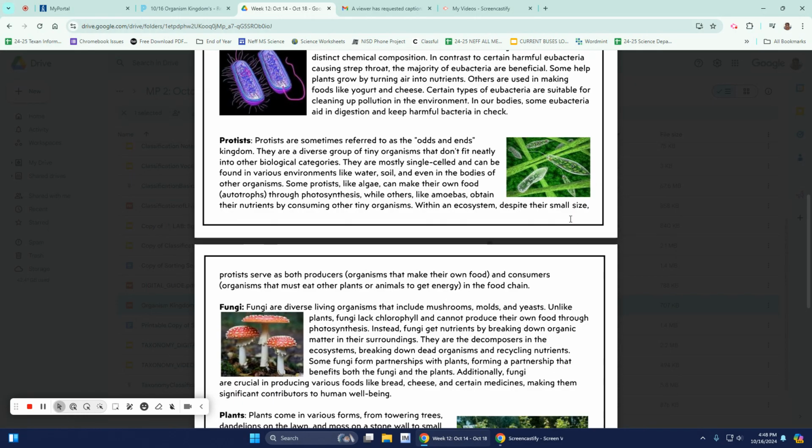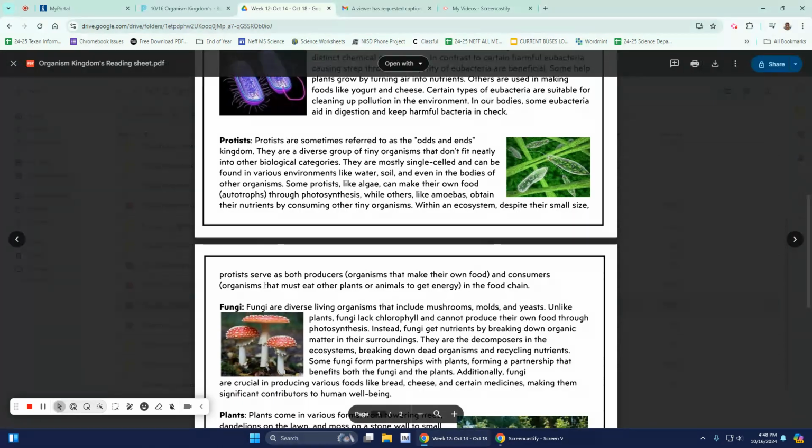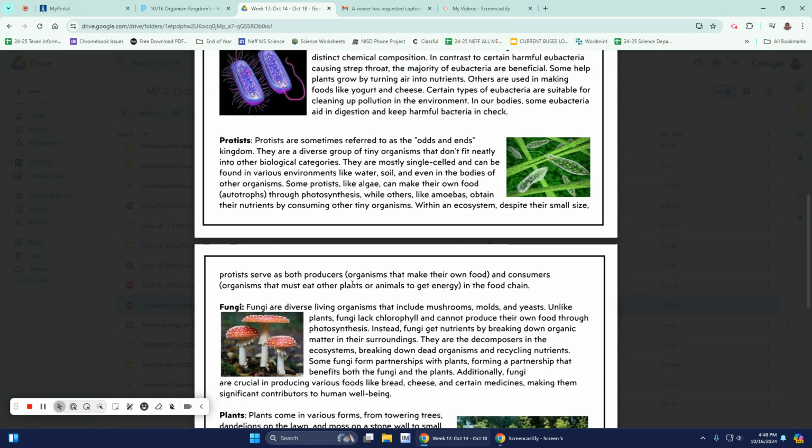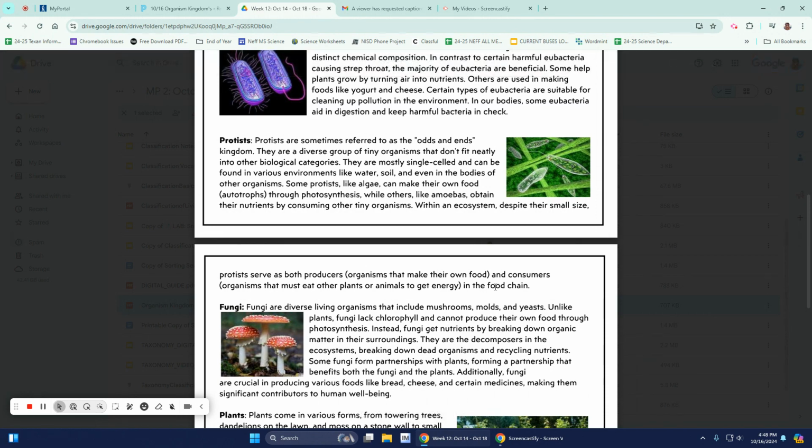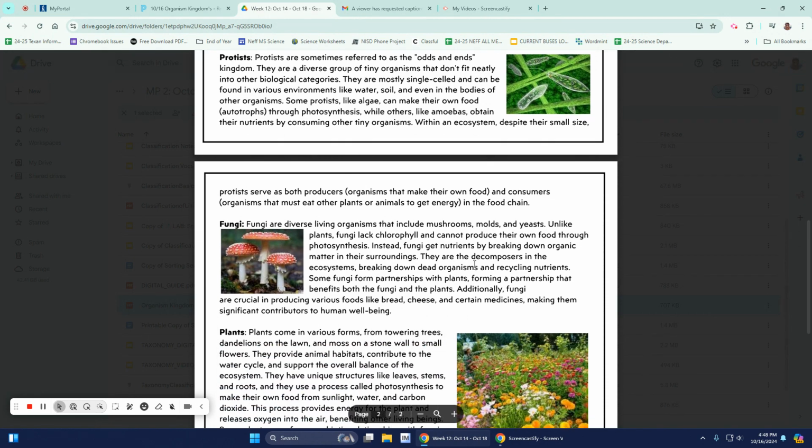Within an ecosystem, despite their small size, protists serve as both producers, which are organisms that make their own food, and consumers, organisms that must eat other plants or animals to get energy in the food chain.